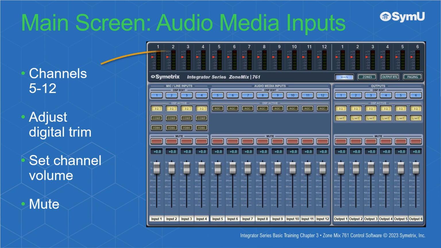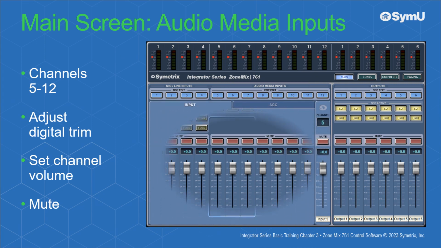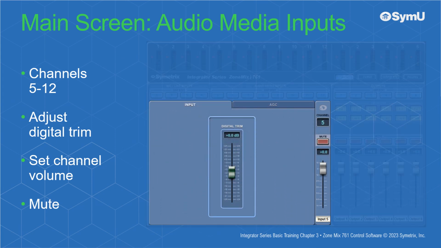Now we'll move to the audio media inputs on channels 5 through 12. Here, you may adjust the digital trim of inputs. You may also set the individual channel volume and mute, which is reflected back on the main screen.